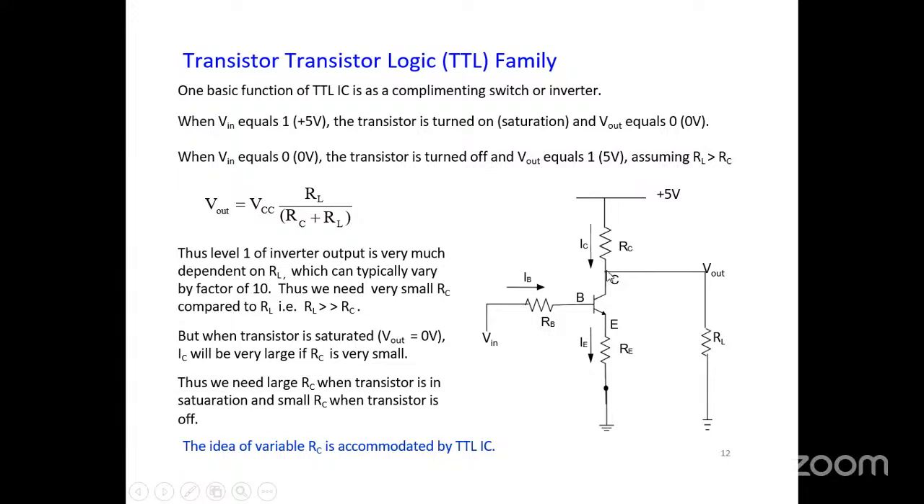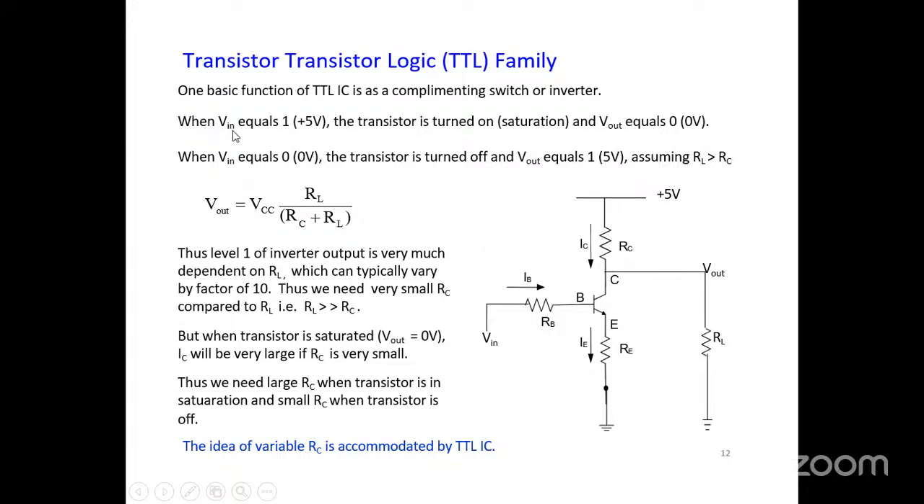How? VCC minus ICRC is the output voltage. So VCC is there, plus VCC and minus ICRC. When the transistor is on, the VCC minus ICRC value becomes equal, so that the output will be 0. This is how, when the input is high, the output goes low. That is how an inverter works here.